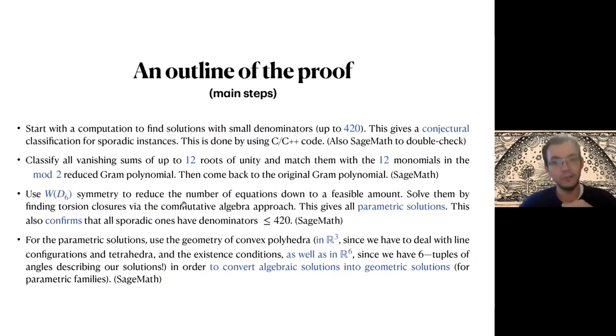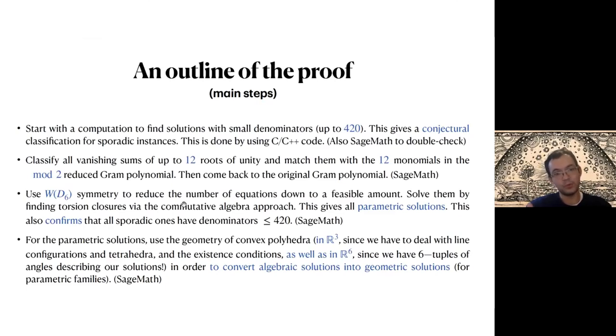So the main part in this step is to mod out all non-solutions, but it actually finds all solutions and no rubbish attached to it. So then, by classifying vanishing sums of up to 12 roots of unity and matching them with the 12 monomials in the mod 2 reduced Gram polynomial, we solve that equation. And then we come back to the original Gram polynomial. This is done by using sage math.